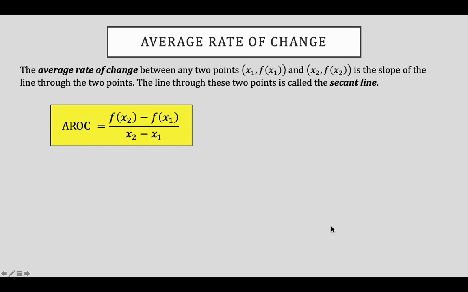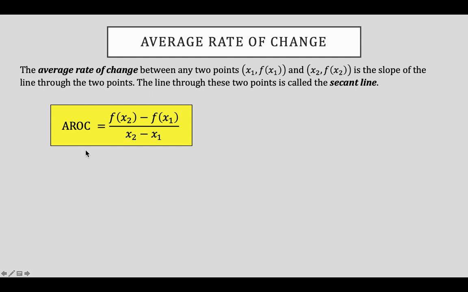Let's talk about average rate of change of a function now. The average rate of change between any 2 points, x1, f of x1, and x2, f of x2, is the slope of the line through the 2 points. The line through these 2 points is called the secant line.